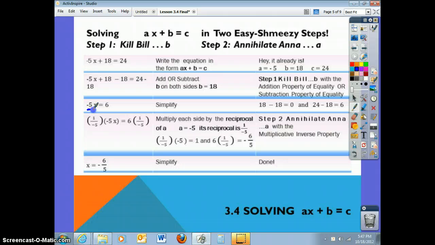We've gotten rid of b. And now we have negative 5x equals 6. Essentially what you have right there is ax equals c. And the second step is to get rid of a. So we need to get rid of that negative 5.